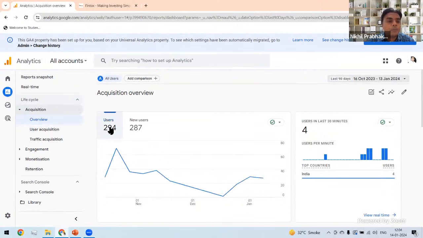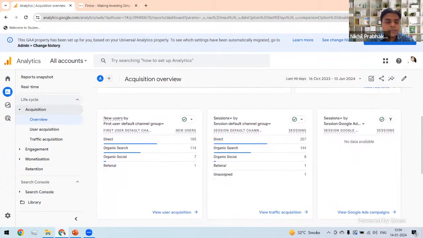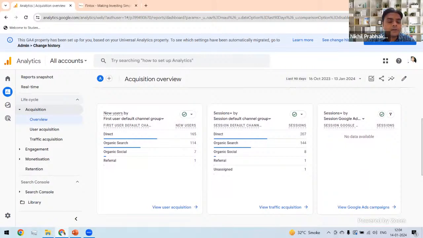So 294 people have come, 287 of them were new users. They came to the website for the first time. And over here, this is a trend which is being shown. On the right-hand side, you are also getting to see real time, how many people have just now come. So 4 people, all of us. Then how are people coming to your website?